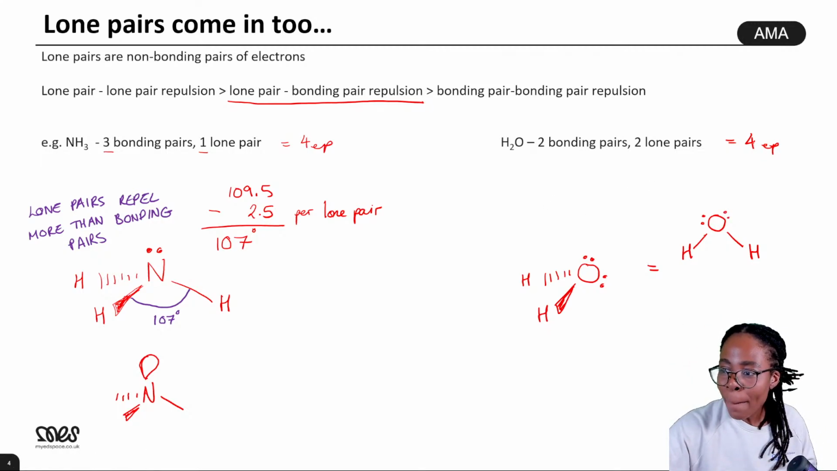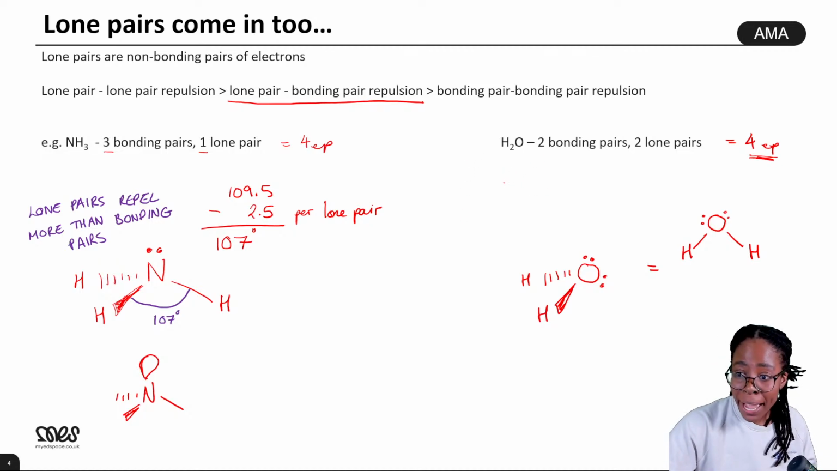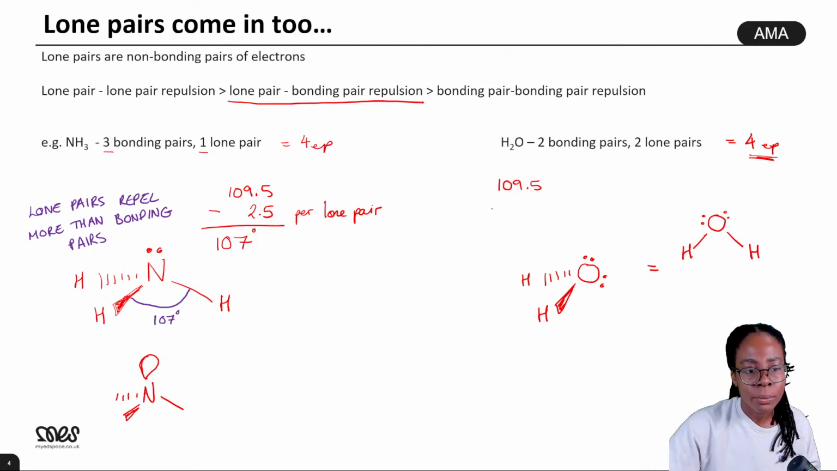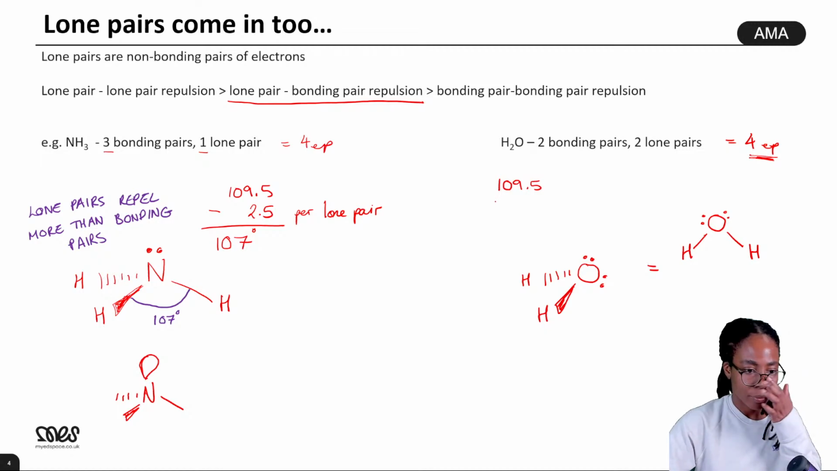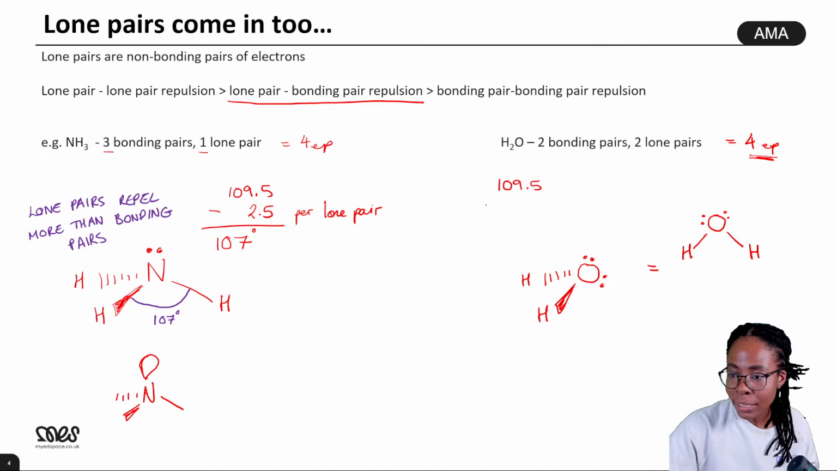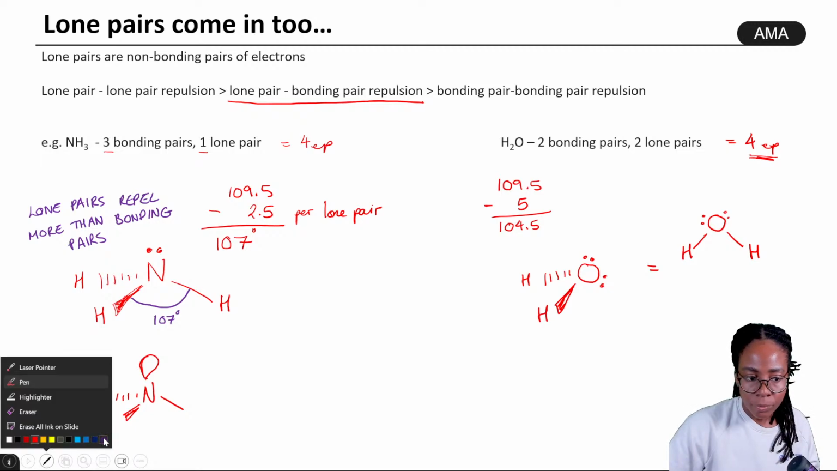Now, again, because we're based off of 4 electron pairs, so we're based off of a tetrahedron, we would expect our bond angles to be 109.5, but our lone pairs are going to reduce those bond angles. How much is our bond angle going to be reduced by? By 5, absolutely, because we've got 2 lone pairs, 2.5 per lone pair. So we're going to minus 5, and we end up with bond angles of 104.5.